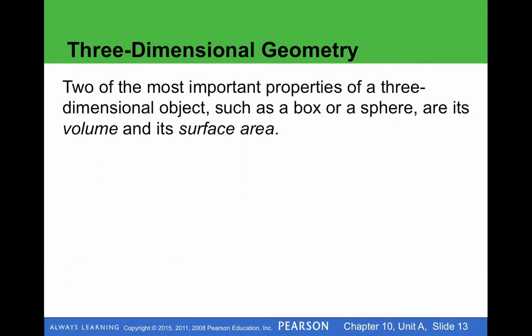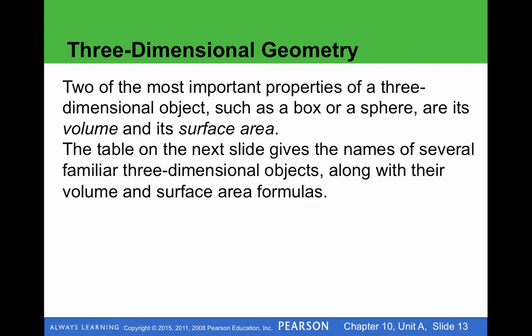Three-dimensional geometry. Two of the most important properties of a three-dimensional object, such as a box or a sphere, are its volume and its surface area. Volume is like, you think of how much water you can fill it up with. That's the volume. Surface area is the area on the surface of the outside of the figure.